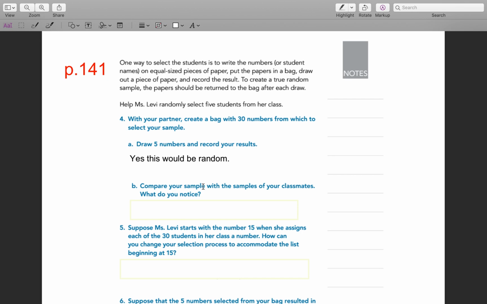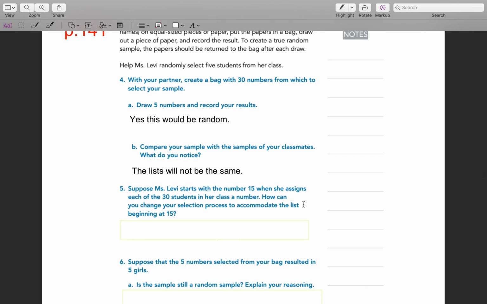And compare your sample with the samples of your classmates. What do you notice? So when we do that, the lists will not be the same. Okay, so that's that. Number 5, suppose Miss Levi starts with the number 15 when she assigns each of the 30 students in her class a number. How can you change your selection process to accommodate the list beginning at 15?